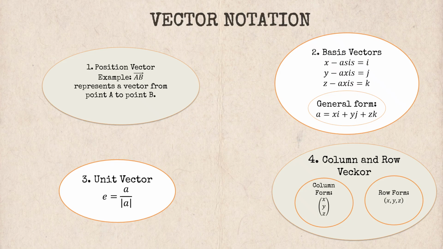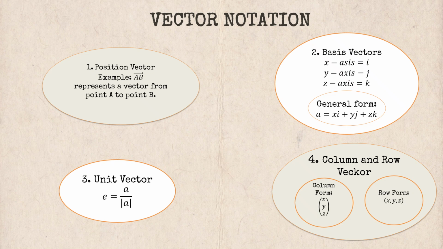Okay, next, vector notation. There are several ways to write a vector, such as position vector, basis vector, unit vector, and column and row vector. The first is position vector. For example, vector AB represents a vector from point A to point B.